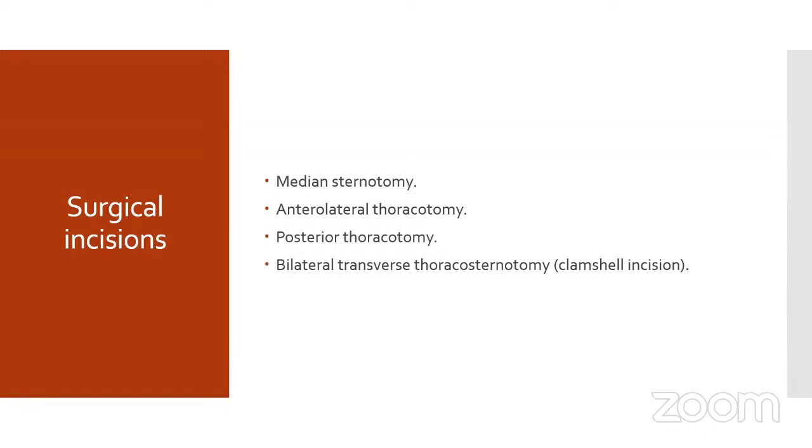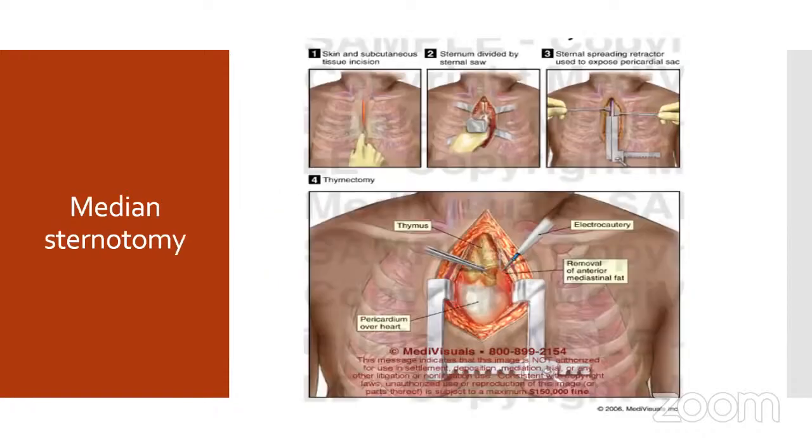The skin incision is made from the sternal notch to below the xiphoid process. The subcutaneous tissue and fascia are incised to expose the periosteum of the sternum. The sternum is divided longitudinally in the midline using the saw. After the placement of the sternal retractor, you can start the operation.